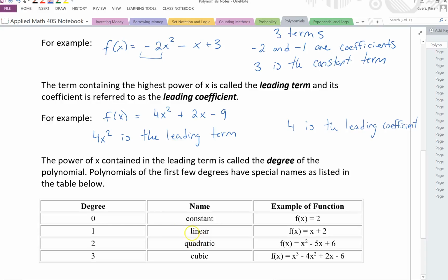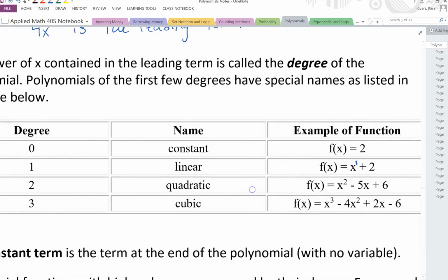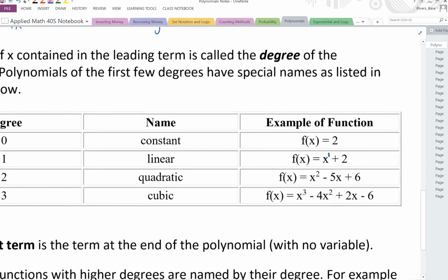So if there is no degree and it's just a constant, then that's exactly what we name it, and you can see the example f of x is equal to 2. If it's got 1 degree, and we don't have to put the 1 in there, but you can see there's an x to the 1, if I make that bigger there, that is our line, right? y equals mx plus b. Those are linear functions because it's just a degree 1.